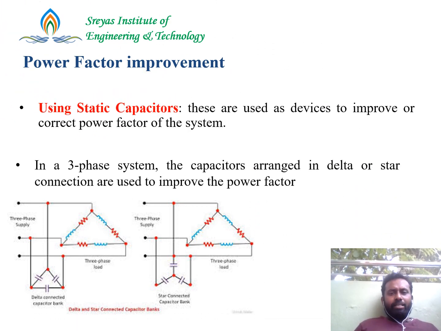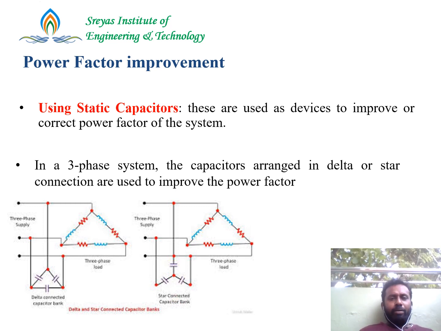Static capacitors are used as devices to improve or correct the power factor of the system. In a three-phase system, capacitors arranged in delta or star connection are used to improve the power factor, as you can see in the circuits: delta connected capacitor bank and star connected capacitor bank.